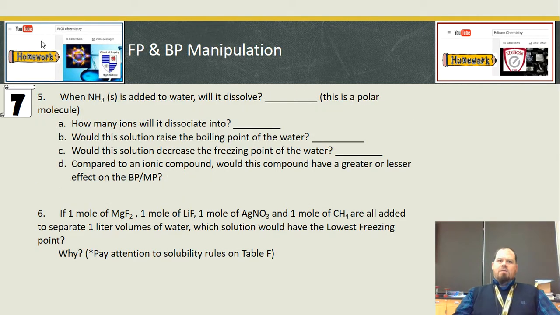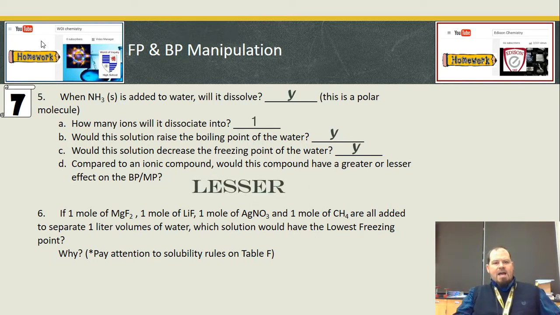Okay. I think this is it. We're done. I think. Got my fingers crossed. NH3 added, will it dissolve? Yes, it's polar and it's on table G. It is technically, I believe, a gas though. How many ions will it dissociate into? 1, because again, it's covalent, so it doesn't dissociate into any actual ions. It'll just have 1 mole of molecules for every mole I add. Would the solution raise the boiling point? Yes, and yes, and again, lesser because it's covalent and not ionic.